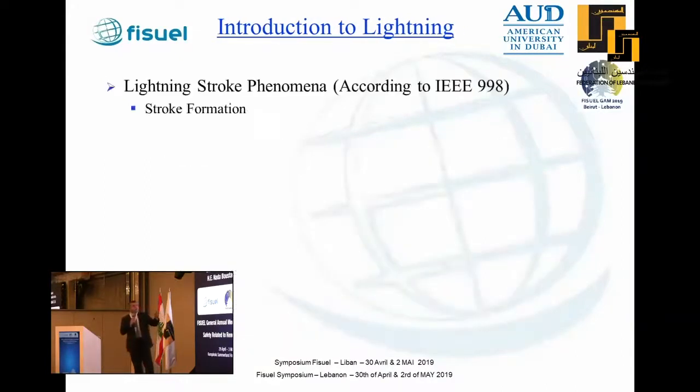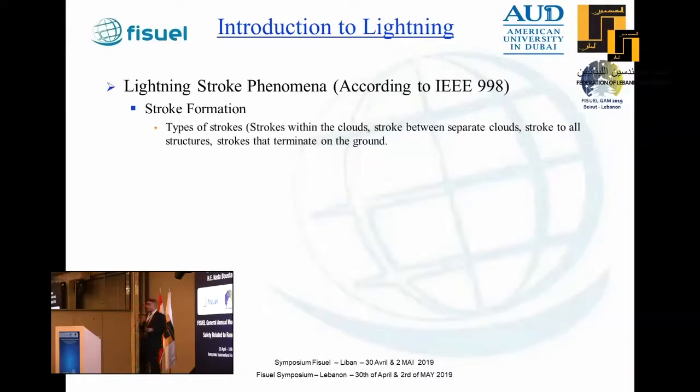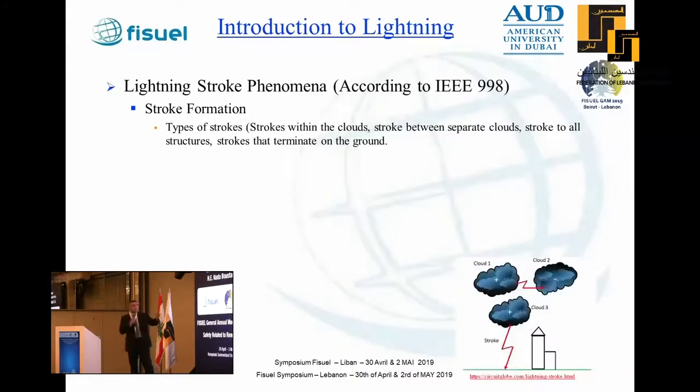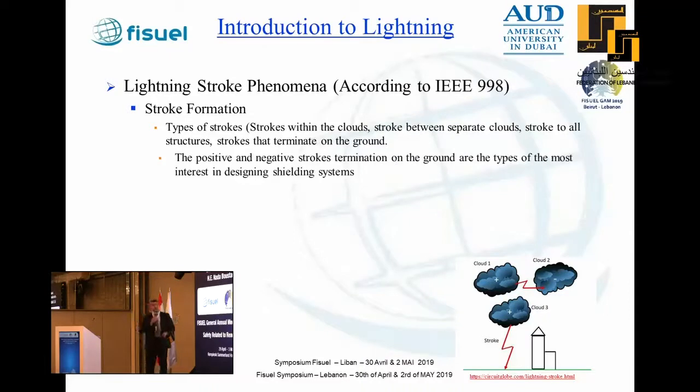What's a lightning strike? You have multiple types of stroke or strike. You have strike between or within the cloud, strike between two different clouds, strike to a surrounding structure, and strike to the ground. The positive and negative stroke that terminates on the ground are the types of most interest in designing lightning shield.